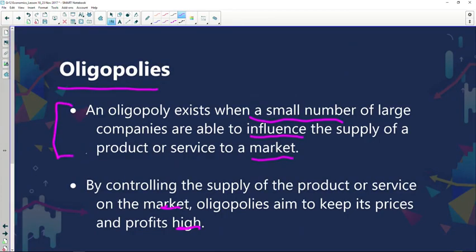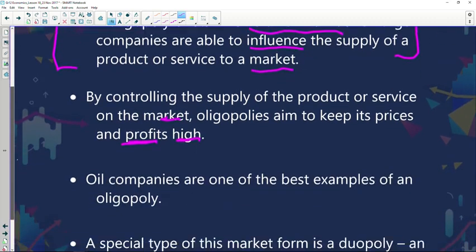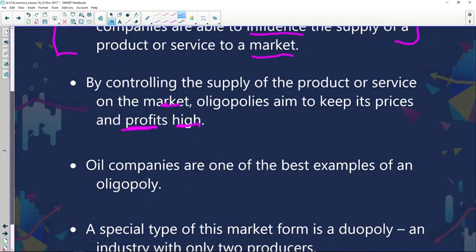So be able to define what an oligopoly is all about, and also do emphasize the point that they do keep their prices high, and also they do ensure that they maximize their profits. So some important points that we need to be aware of.